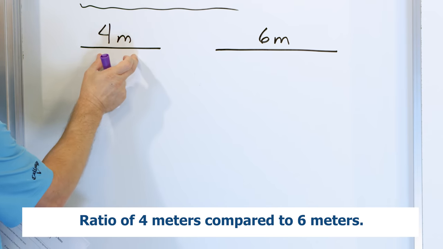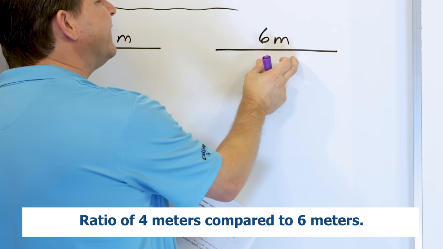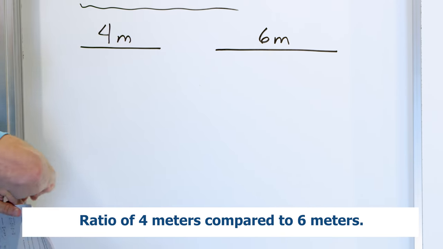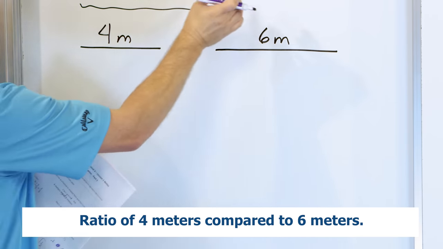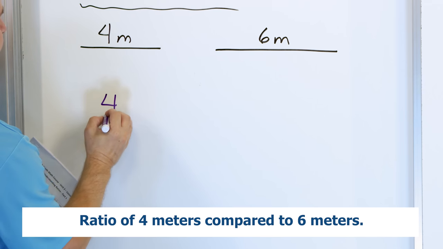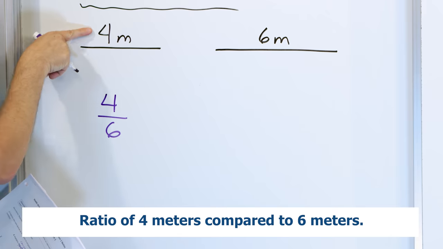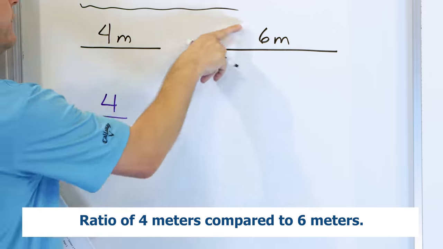I would be comparing 4 meters for fence number one, or fence A, and I would be comparing that to the 6 meter fence over here. And so if I was going to write a ratio of this fence compared to this fence in terms of the lengths, I would say that that would be 4 as compared to 6. The ratio of 4 meters for fence number one compared to the 6 meters for fence number two.